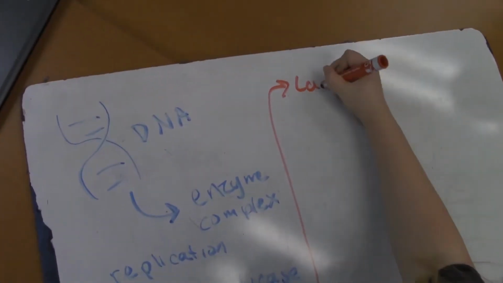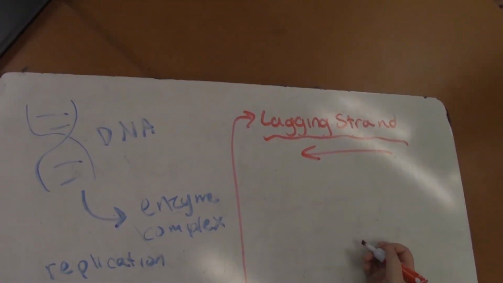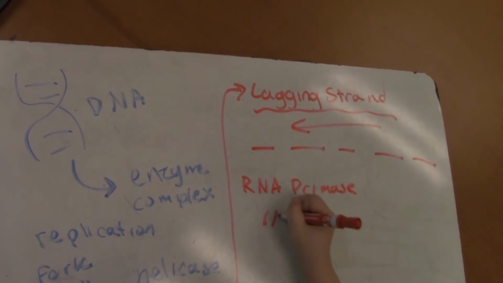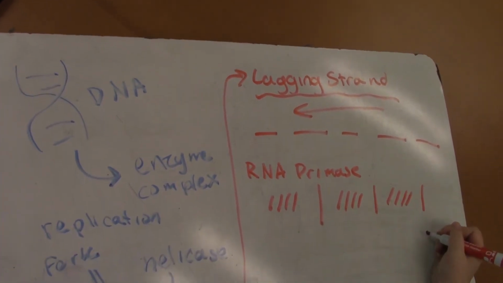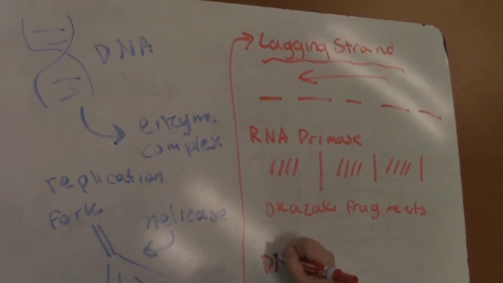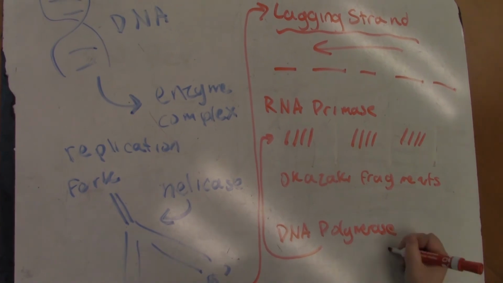The lagging strand goes in the opposite direction, so instead of a steady line, it is replicated in segments. The RNA primase replicates 4 segments at a time, called Okazaki fragments, and then the DNA polymerase fills in the missing segments. DNA ligase puts the replicated strands together.